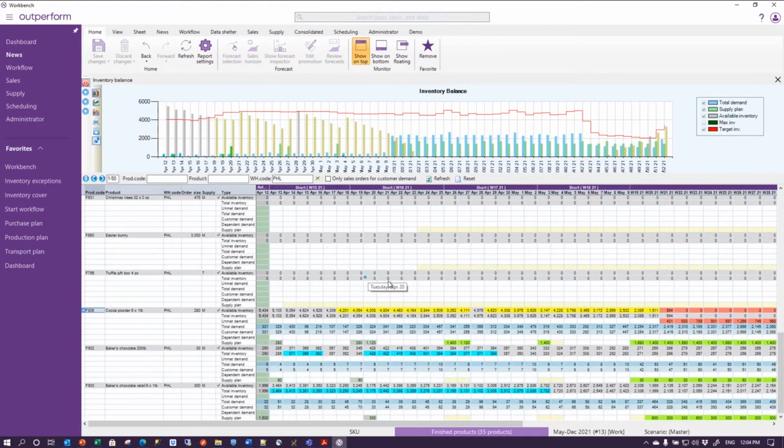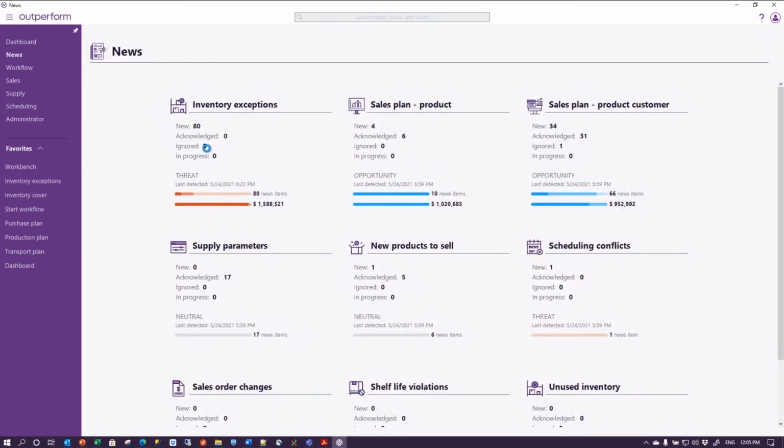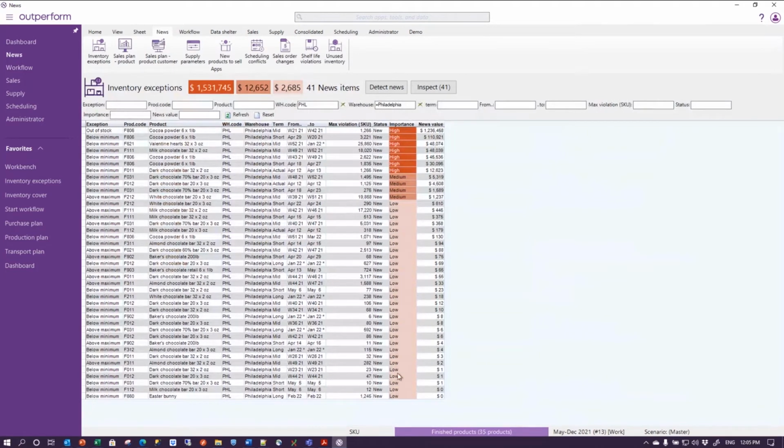Now, as you can see, it is already quite laborious to browse around the workbench, which is where the news reporter on inventory exceptions kicks in. I have zoomed into my finished products. I have some 41 news items. There are different types of inventory exceptions. You can be out of stock, below minimum, or above maximum. Let's take a quick look at below minimum, and then the third one is above maximum.